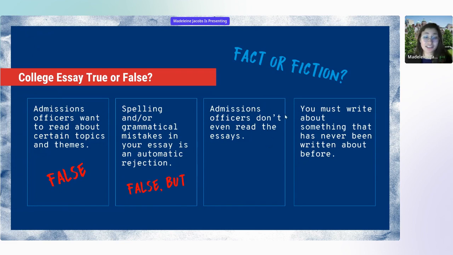Next, admissions officers don't even read the essays. Why put effort into it? You're just going to skip over it. You're only really looking at my GPA, right? This is also false. We look very closely at the essays.